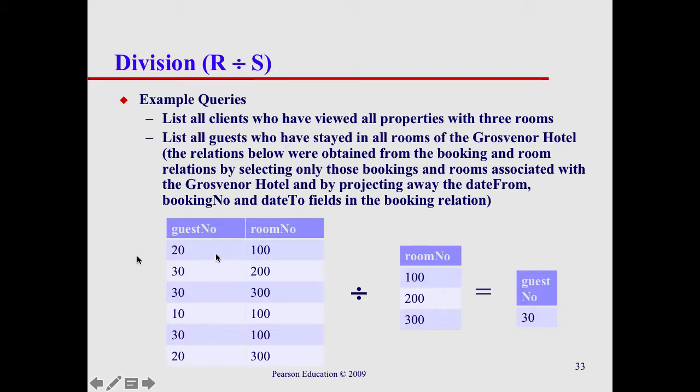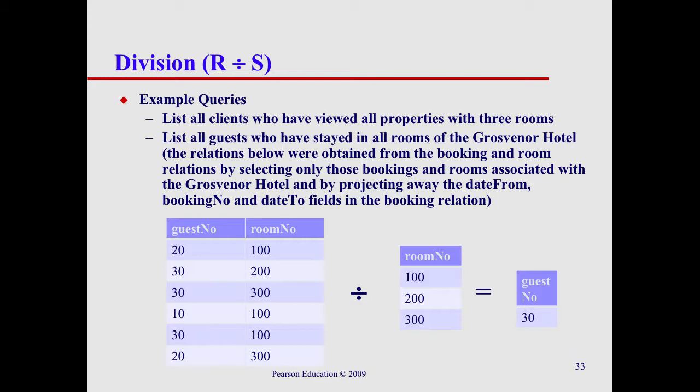And if you look over here, guest number 20 has stayed in room 100 and room 300, but guest 20 has not stayed in room 200, so guest 20 will not be in the result. Guest 30 has stayed in room 200, 300, and 100, so has stayed in all 3 rooms, and therefore will show up in the result. And guest 10 has only stayed in room 100, and therefore will not show up in the result. So again, we're looking for people who've done everything of something.